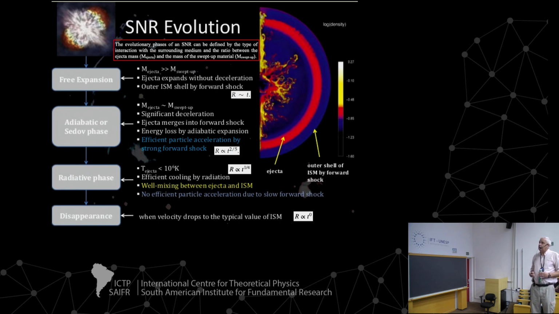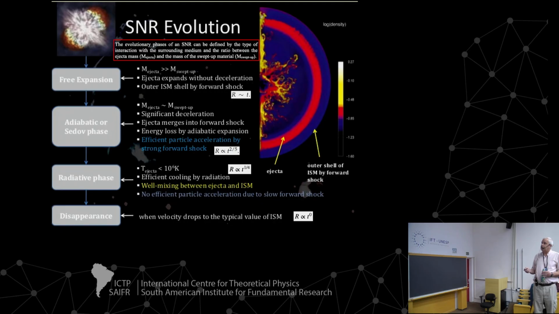And then after a while, the shock that the explosion created in the interstellar medium sweeps matter in an amount enough as to modify the dynamics of the ejecta. This occurs when the mass of the ejecta is of the order of the mass of the swept up material of the interstellar medium. In that case, the dynamics starts to be affected. Now the evolution of the size of the supernova remnant goes with the time to the 2/5.